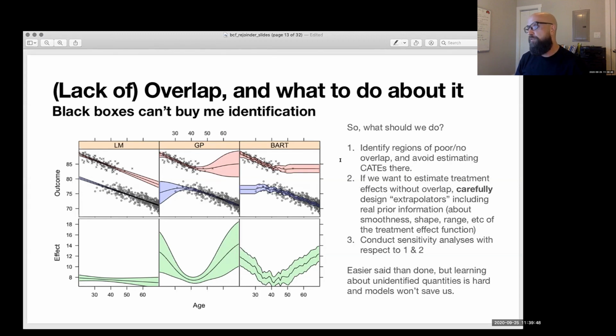I think that you need to bring real prior information to the table. I don't just mean generic statements about smoothness, but actual patterns. So smoothness, shape, range of the treatment effects in the region where you don't have overlap. If you can't bring that to bear, I just really don't think that you can learn much. And in particular, I think you need to be conducting sensitivity analysis with respect to items 1 and 2 here: how you define that region of no or poor overlap, and then how you think about building that extrapolator.